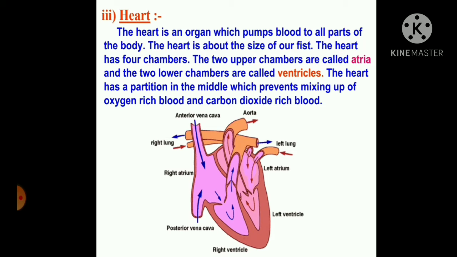The heart also has four chambers. So the heart is divided into four chambers. The upper two chambers are called the atria or the atrium, and it is also known as the auricles, whereas the lower chambers are known as the ventricles. The heart has a partition in the middle which prevents the mixing up of the oxygenated or the oxygen rich blood and the carbon dioxide rich blood. So here's a diagram where you can see the different organs of the heart. You can also see the main four chambers of the heart.